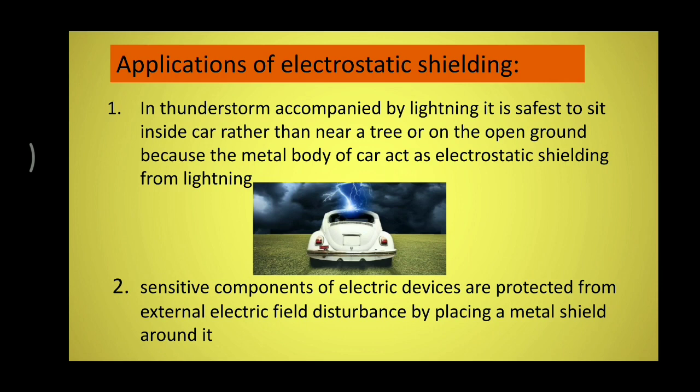Let us see. In a thunderstorm accompanied by lightning, it is safest to sit inside the car rather than near a tree or on the open ground, because the metal body of the car acts as electrostatic shielding from the lightning. Here what we are saying is that in a thunderstorm, in the rainy season, it is better to stay inside the car instead of standing in an open place or under a tree. And why is it better to stay inside the car? Because the car is a metal body and it acts like electrostatic shielding.